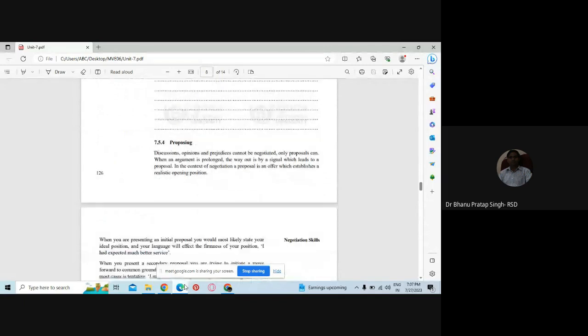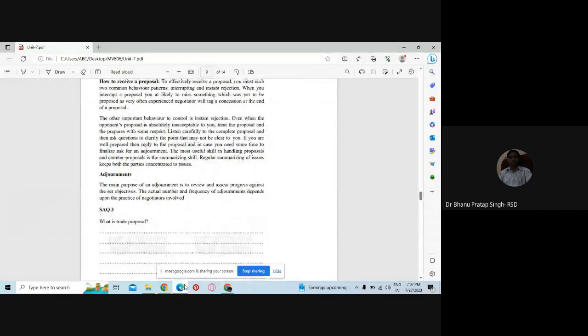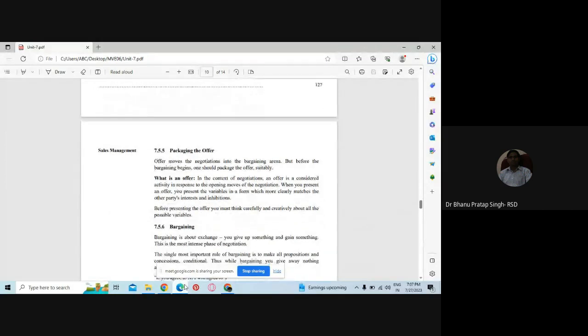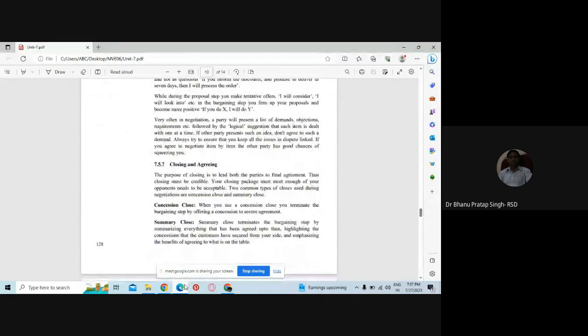What then is proposing is also there. Then both parties are ready to propose. One has to sell and one has to buy. Packing: when both mutual parties agree, then the offer is closed with the offers. It happens after the bargaining, which we have already discussed.